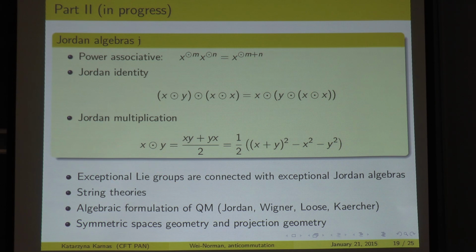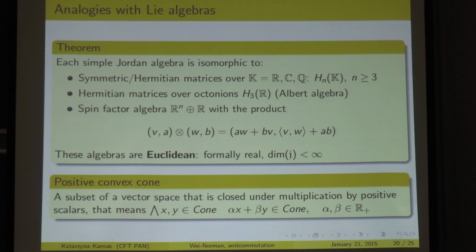Jordan algebras appear in physics. For example, they are connected with exceptional Lie groups. Also, they appear in string theories and the algebraic formulation of quantum mechanics. Introduced by Jordan, Wigner. This is the same Jordan. Karol asked which one. This is the same. They are also useful in solving problems of symmetric space geometry and projective geometry.